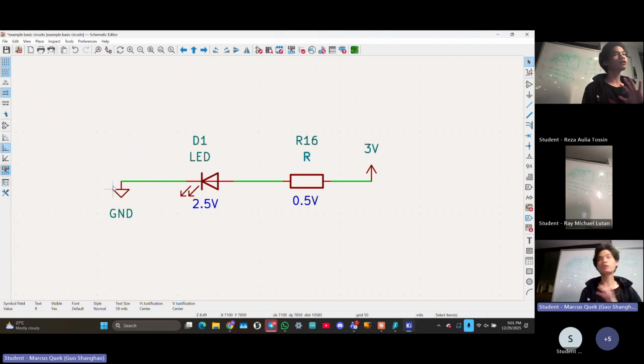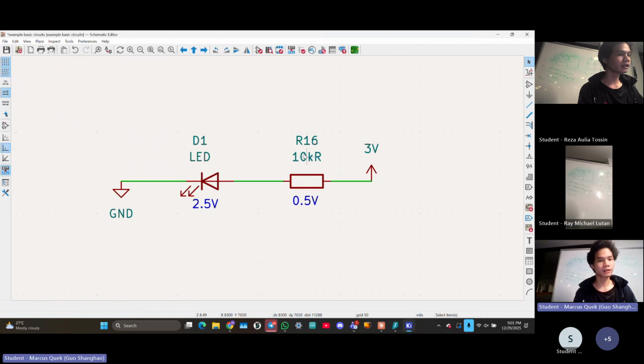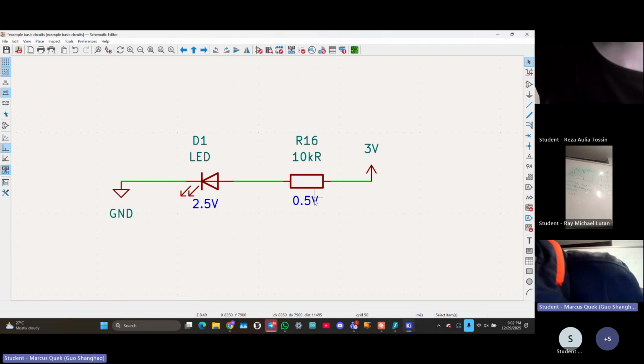Okay, so we are going to put 10 kΩ here because that's what I have, and we'll see what happens. Isn't it like the one that goes up? Yes, you have the forward voltage and the breakdown voltage, correct? This one, right?